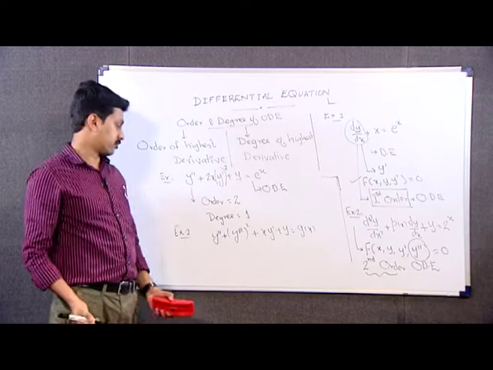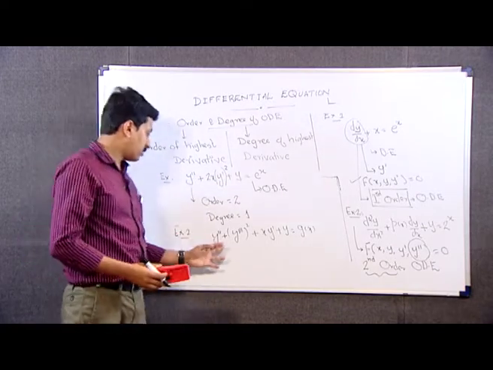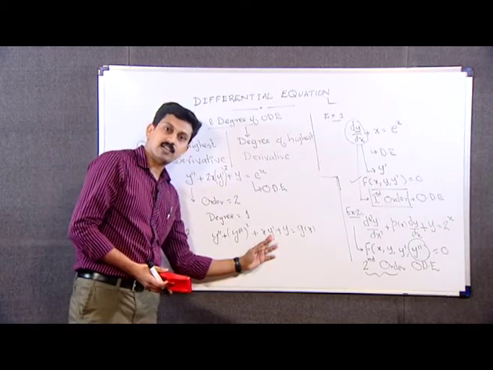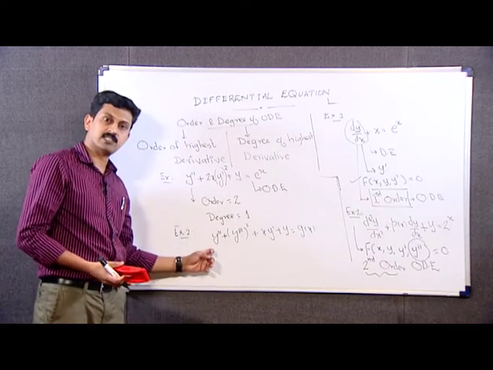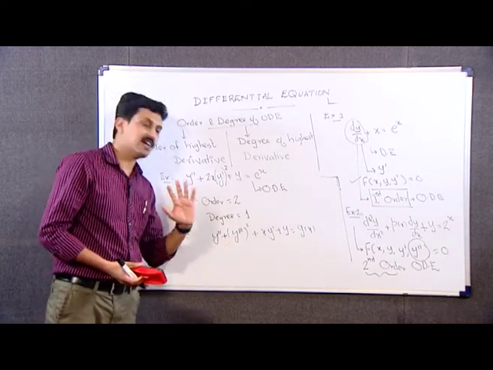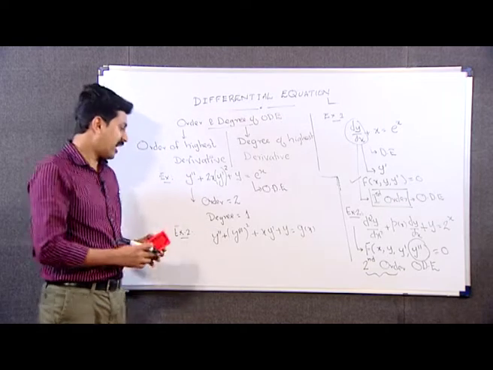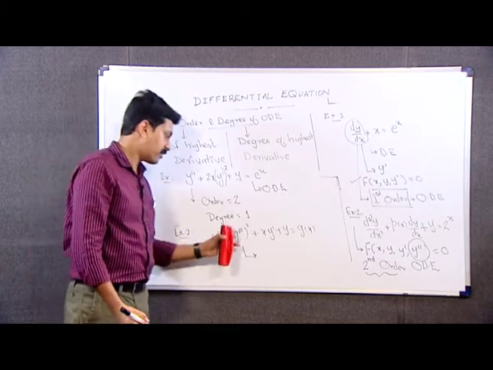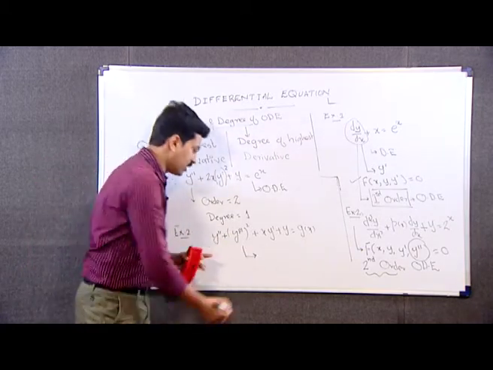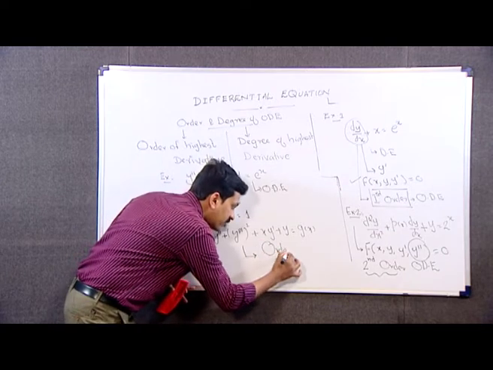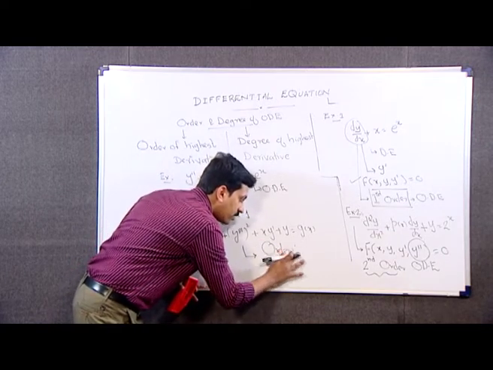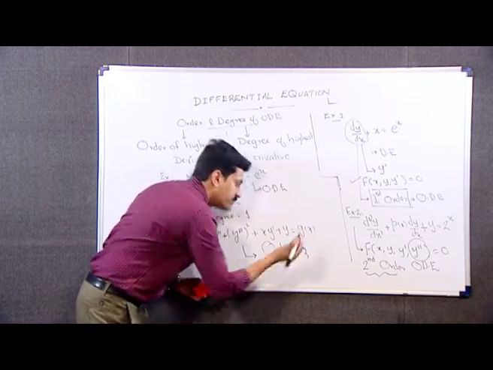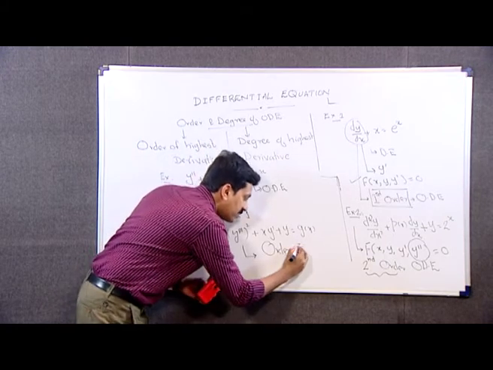Simply, I write one more example. Listen, here, what are the derivatives involved? y dash, the first order derivative, is there. y double dash, the second order derivative, is there. y triple dash, the third order derivative, is there, and this third order derivative is the maximum order derivative, the highest derivative. Therefore, the order of this ODE is equal to 3.